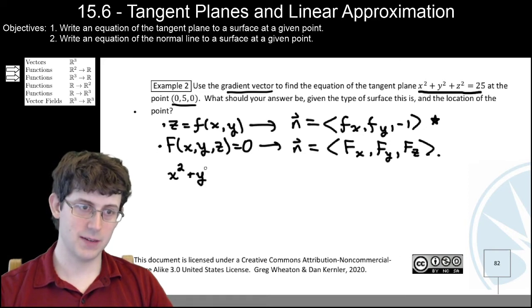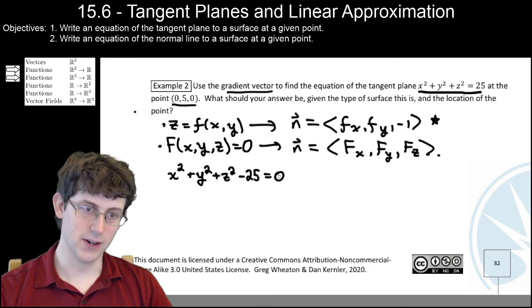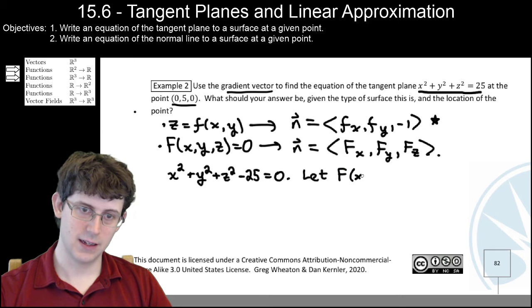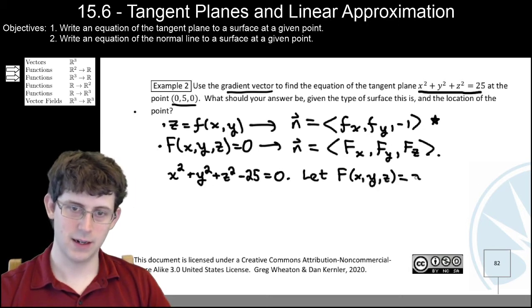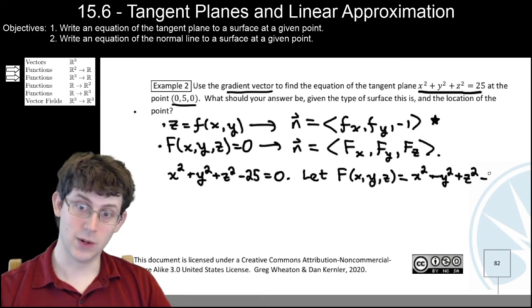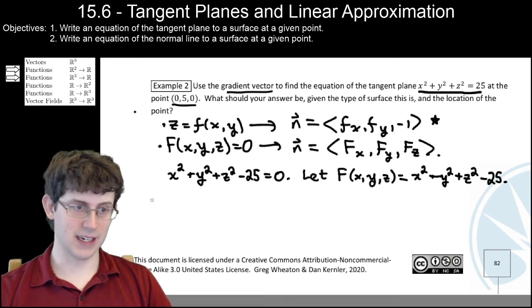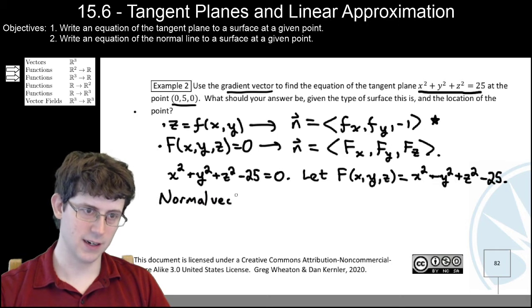So I have x squared plus y squared plus z squared minus 25 equals 0. So I'll let my function be that thing, x squared plus y squared plus z squared minus 25. When I'm in that situation, a normal vector is just do the partial derivatives.